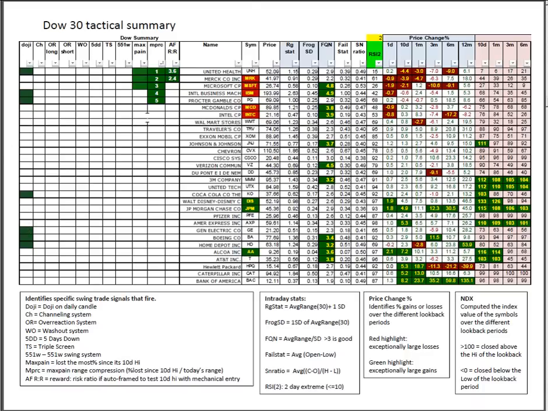Handful of dojis in the Dow. United Health and Merck test out at better than 2-to-1 on risk reward on the auto framer. Microsoft and IBM are noteworthy. Big sell-offs on Friday, and both come in at almost 5 on the frog quality number. So that looks very favorable to me for short-term pops.